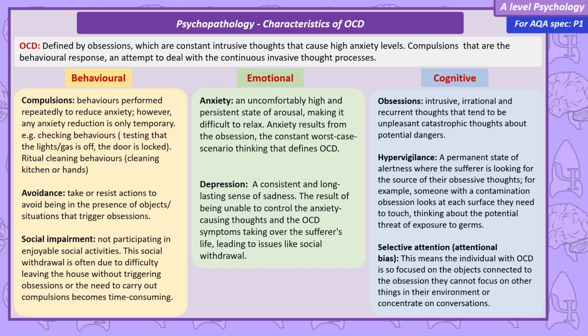This hypervigilance results in another cognitive characteristic, selective attention, or attentional bias. This means the individual with OCD is so focused on the objects connected to their obsession that they're unable to focus on other objects in their environment or concentrate on conversations.